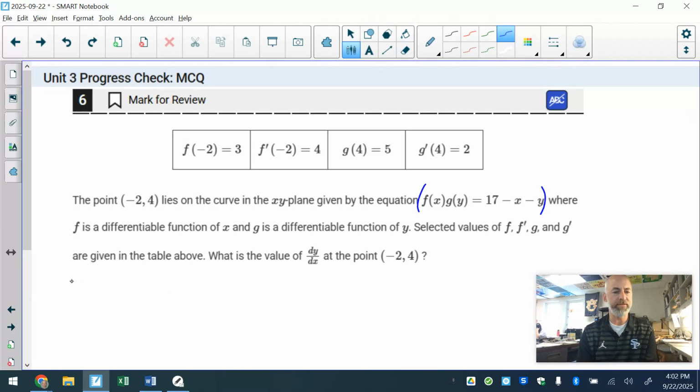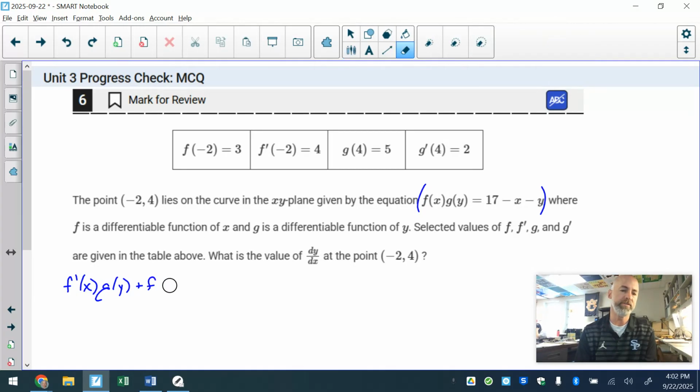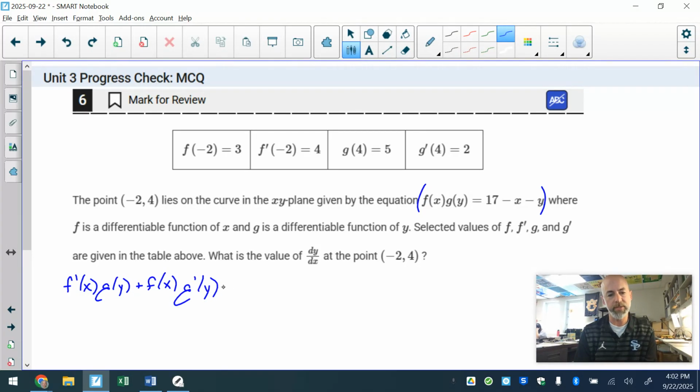So the derivative of f of x would be f prime of x. I will leave the g of y alone. Plus, now I'm going to leave the f of x alone, and the derivative of g of y is g prime of y. However, that is a y term, and so I need to multiply by the derivative of y, so times dy/dx equals, and the right side, the derivative of 17 is 0, the derivative of negative x is negative 1, the derivative of negative y is negative dy/dx.